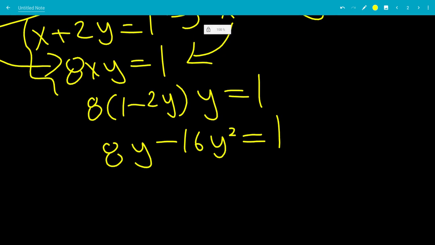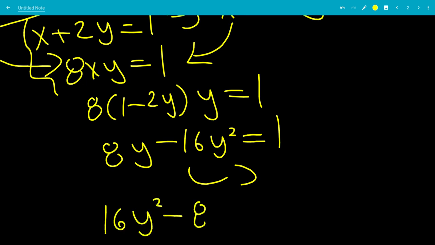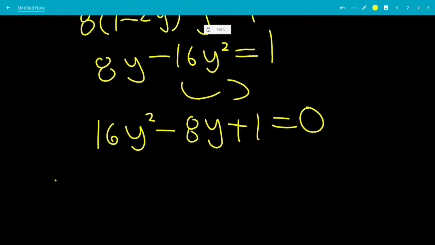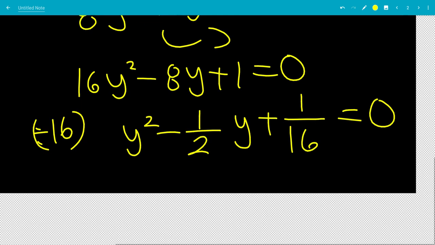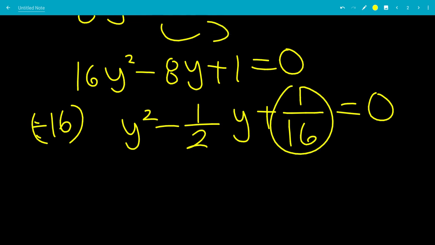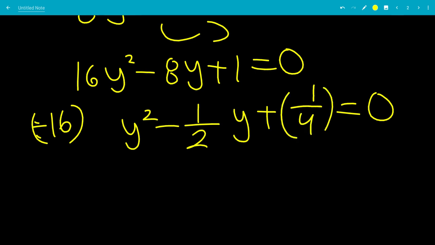Because of the coefficient for the y squared term, we're going to move it to the right-hand side. So we're going to have 16y squared minus 8y plus 1 equals 0. Now there's a special trick. You can divide by the first coefficient, and you'll see something happen. So we're going to have y squared minus 8 over 16, which is 1/2, times y, plus 1 over 16 equals 0. So you can see that this is a perfect square. This is 1/4 all squared, right?